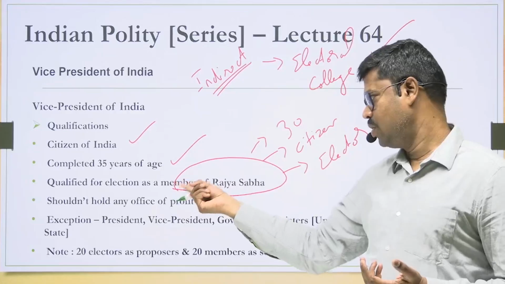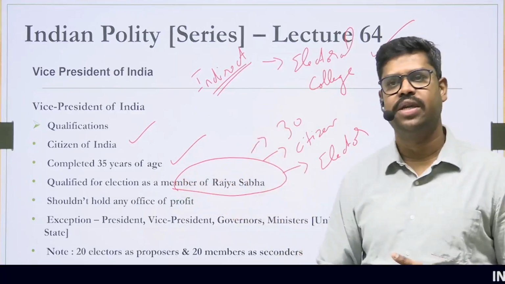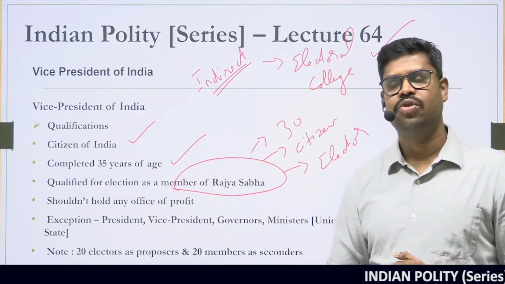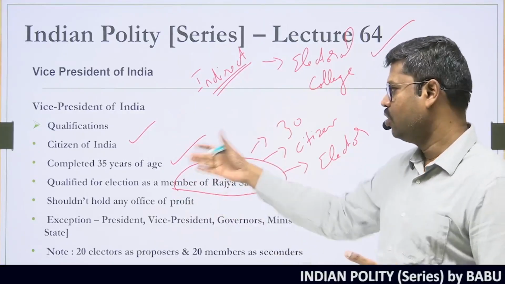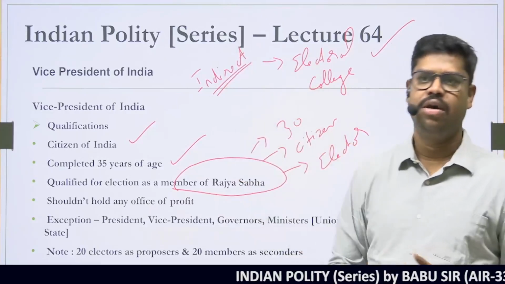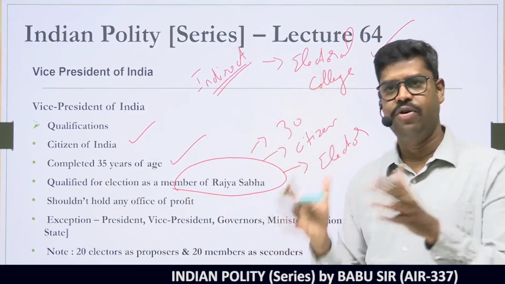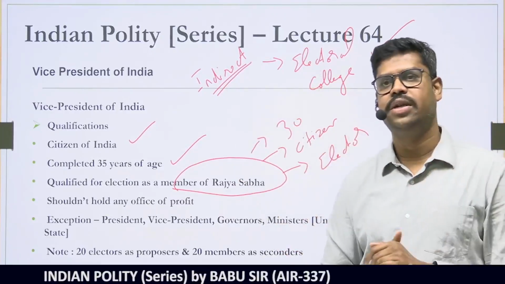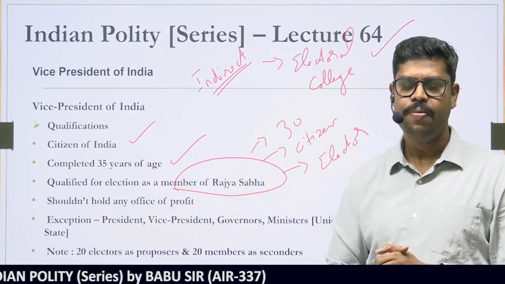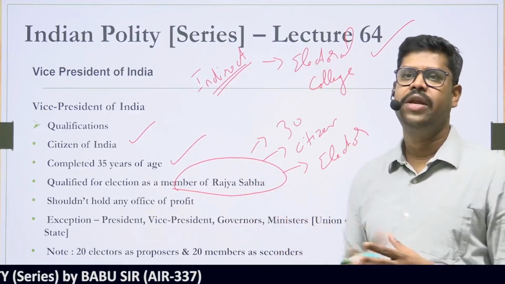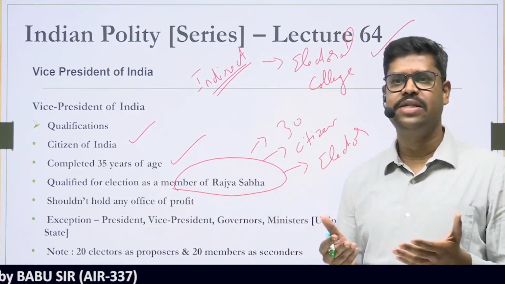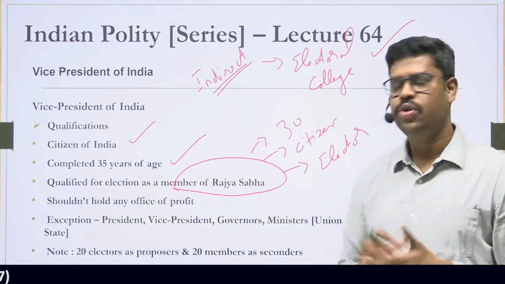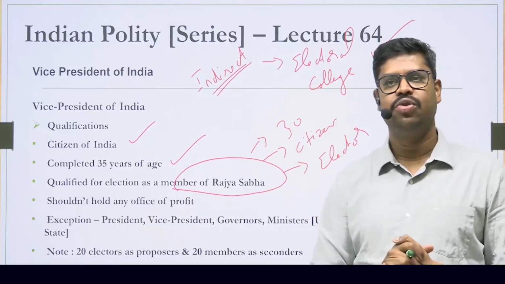That is one of the qualifications for someone to contest election to Rajya Sabha, which also has to be satisfied for someone to contest election to the Vice President. So in addition to all those things, he or she should be an elector from any constituency in India, which is a requirement to contest election to Rajya Sabha, which is in turn a requirement to contest election to the Vice President of India. To put it in a very simple way, he or she should be an eligible voter. He or she should possess a voter ID. Then they are also eligible to contest election to the Vice President.